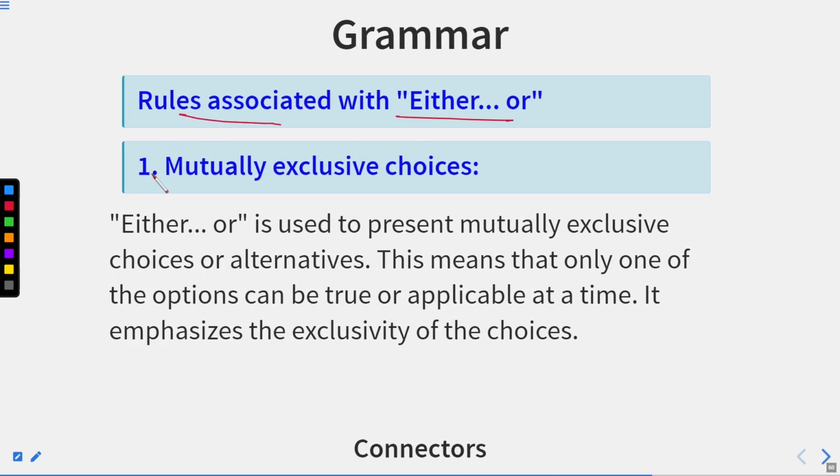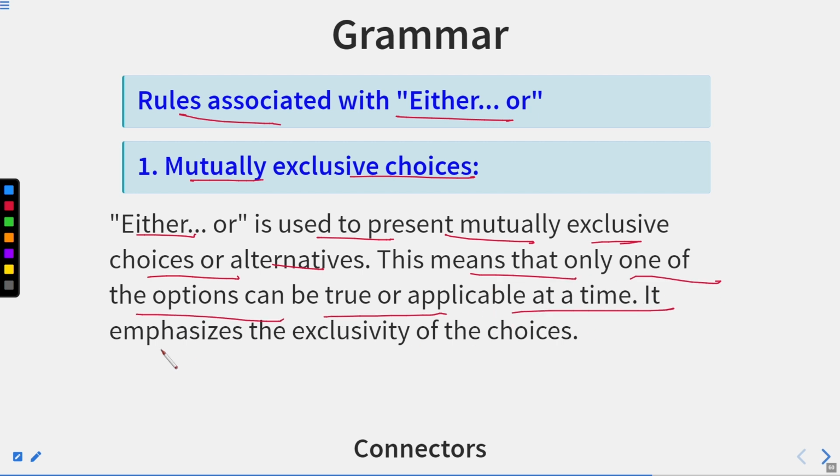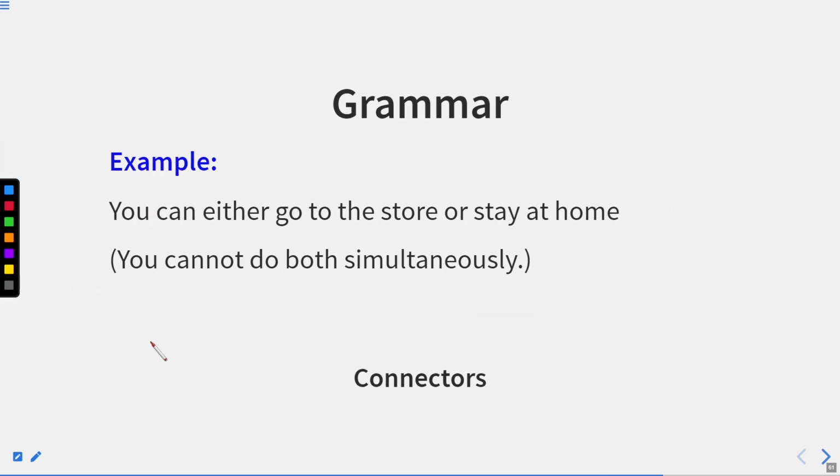Now, rules associated with either or: mutually exclusive choices. Either or is used to present mutually exclusive choices or alternatives. This means that only one of the options can be true or applicable at the time. It emphasizes the exclusivity of the choices. For example, now this thing is very, very important. You can either go to the store or stay at home. Now, you have two choices: stay or go. So, either is used just before go, and or is used just before stay. You cannot do both simultaneously.